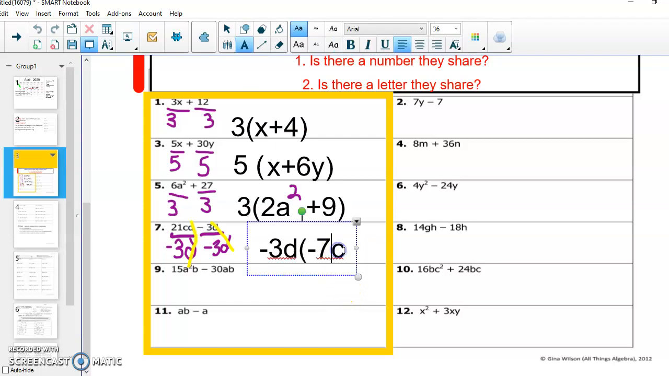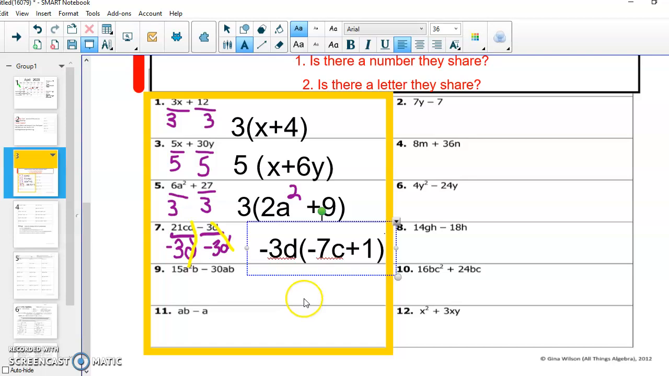The next part of my expression is negative 3D divided by negative 3D. It's not going to leave me with 0. Everything doesn't completely cancel out, so I know I'm going to be left with a positive 1. So this is my factored form of my first expression.